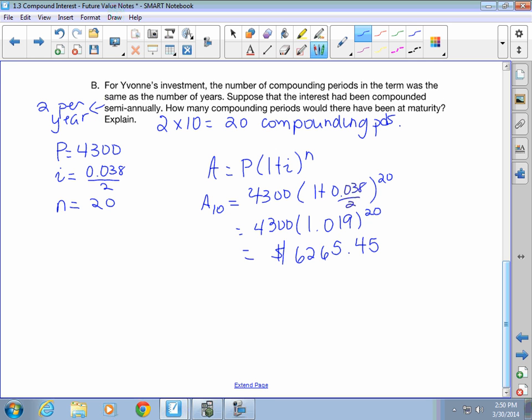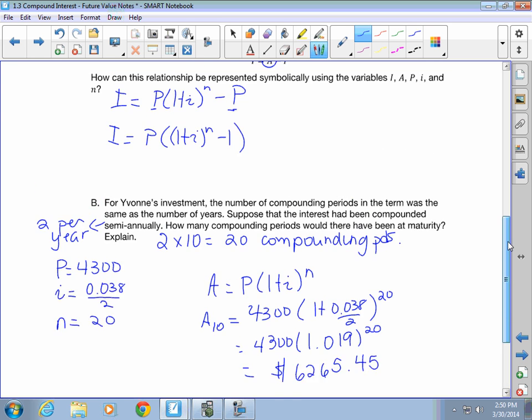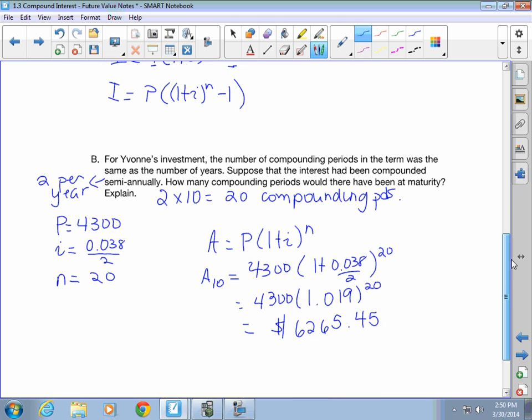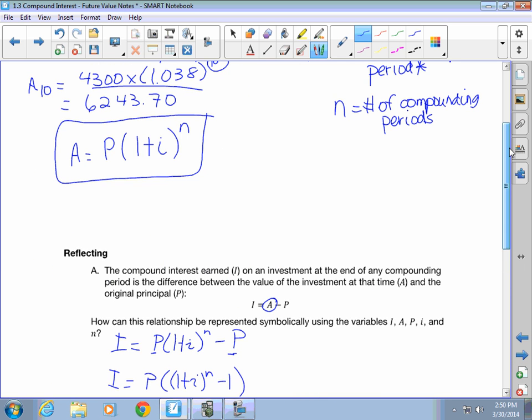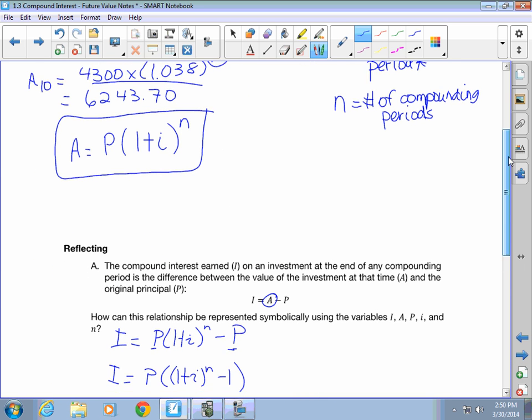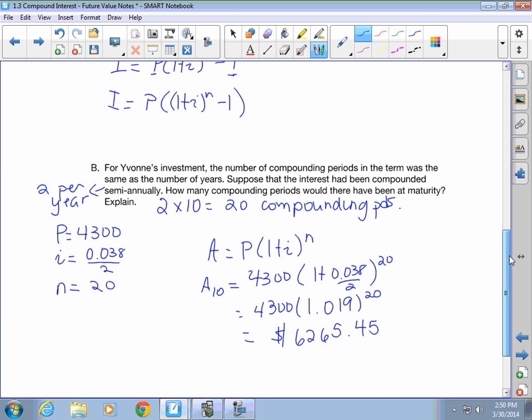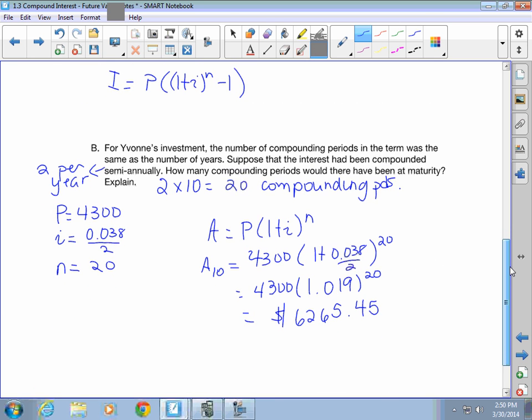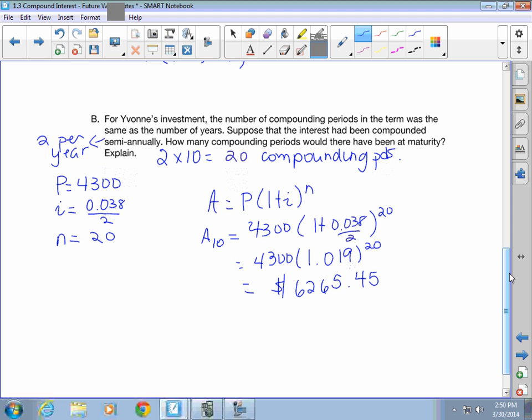So by compounding that extra time, my answer is up here: $6,243.70 was when it was just done once a year, and $6,265.45 is semi-annually. So it gives you an extra little over $20 of interest in that 10-year period. Which over 10 years isn't much, but if you leave your money in there longer, then of course you're going to be earning more interest on the interest that you invested, and you'll have that much more money. Okay, so let's try a couple more.